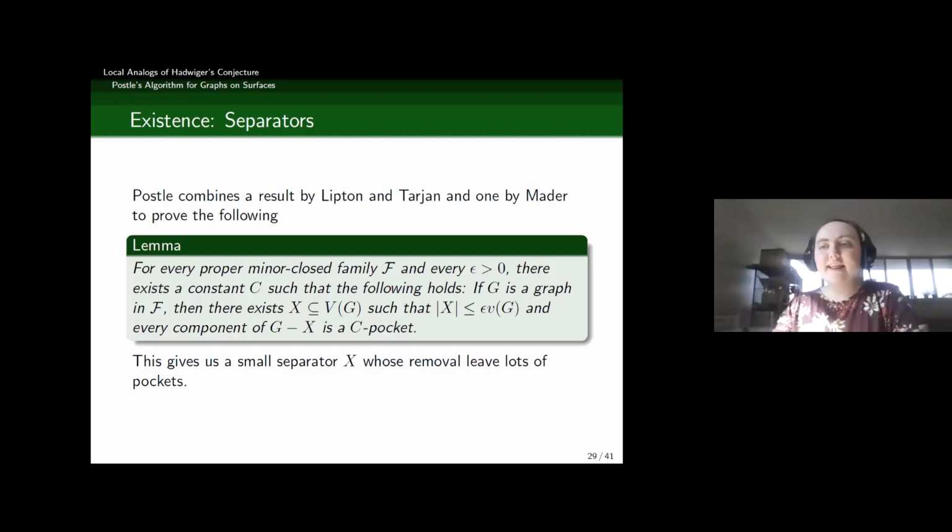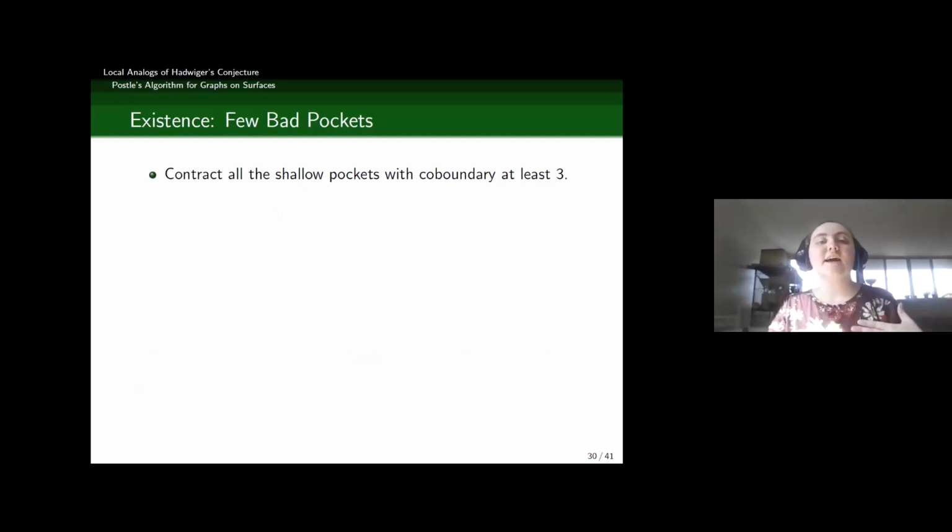So now, in terms of getting a lot of pockets, Postle combines results by Lipton and Tarjan and a result by Mader to prove that there is a small separator that breaks your graph into a whole bunch of pockets. So now you have a lot of pockets. The question is, how many are going to be eligible to be put in a wallet?